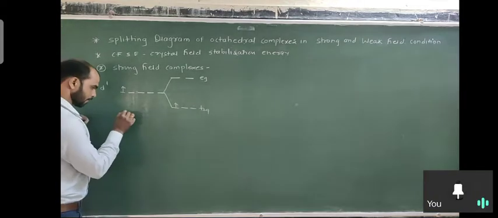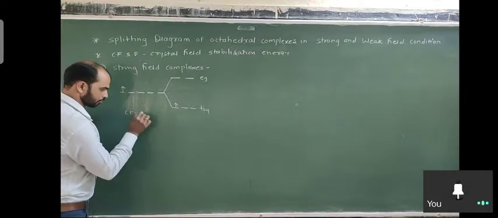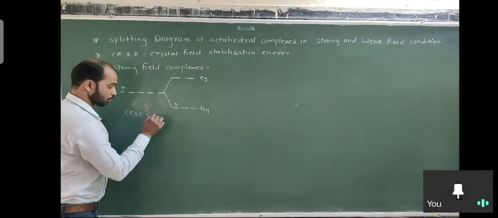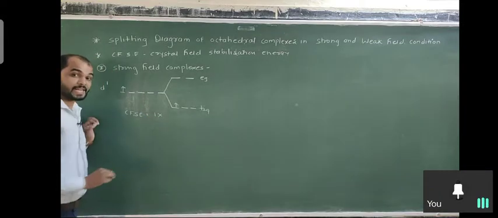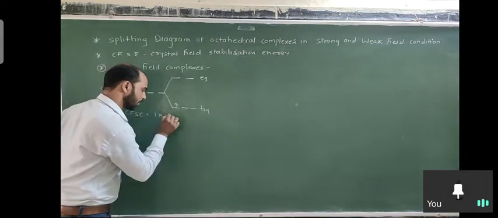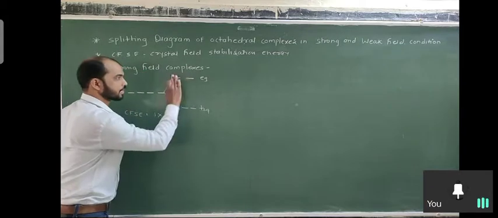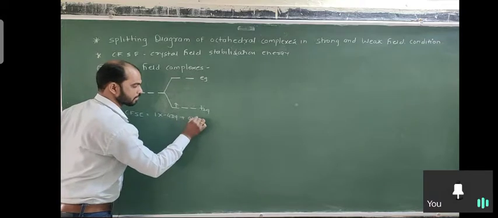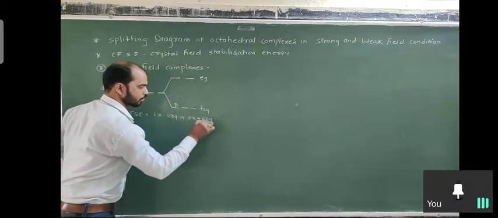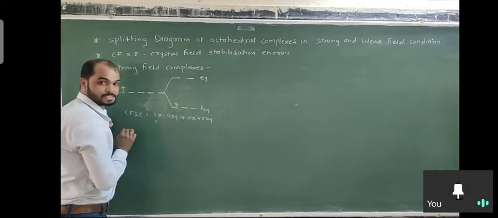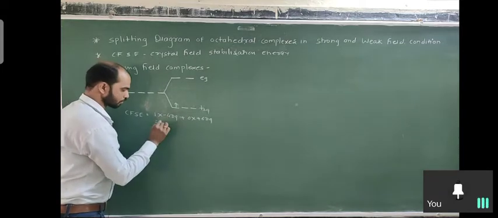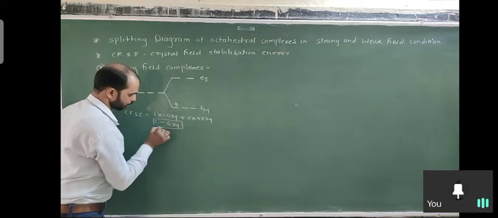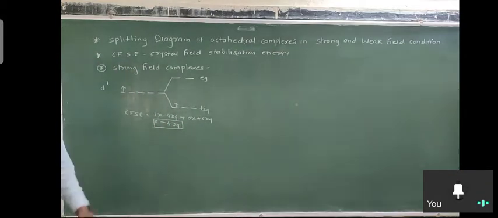So CFSE. How many electrons in t2g? 1 electron in t2g. And what is the energy for each electron? Minus 4 Dq. There are no electrons in eg, so you just show 1 into minus 4 Dq plus 0 into plus 6 Dq. So the total is minus 4 Dq, which is the CFSE of the d1 system.